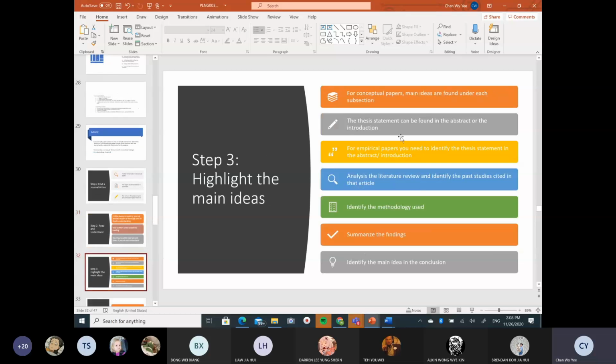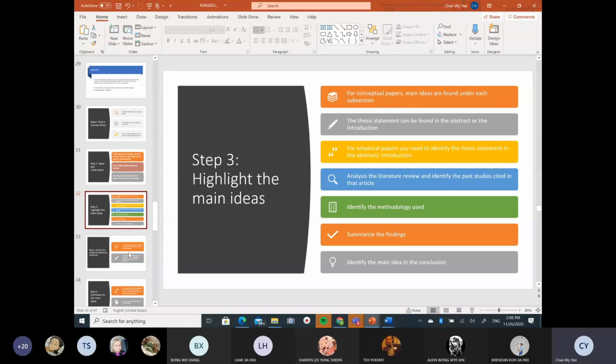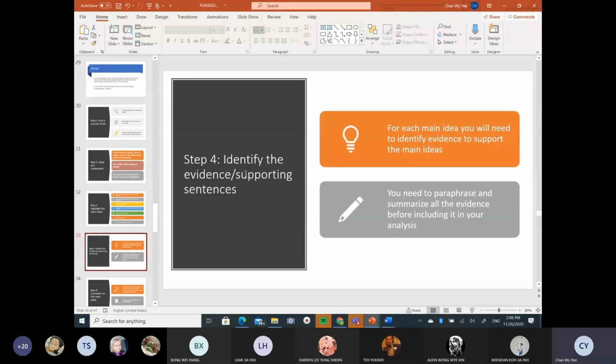Once you have read and understood it, you need to actually extract and highlight the main ideas. So what you need to do is highlight the main ideas from the purpose, basically from the abstract or the introduction. After that, analyze, read the literature review, and extract the main ideas from the literature review. Okay, then identify the methodology, the findings, and the main ideas from the conclusion, like how I showed you earlier.